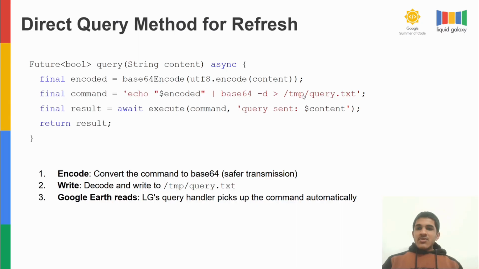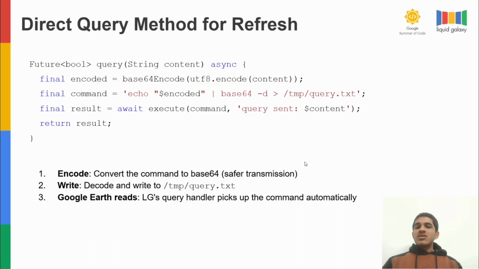So as you know, the echo is a Linux command which is used to overwrite strings onto a text file. And then we run this command, and after returning the result, you will be able to see a clean refresh. So let's see encode. It converts the command to base 64 for a safer transmission.